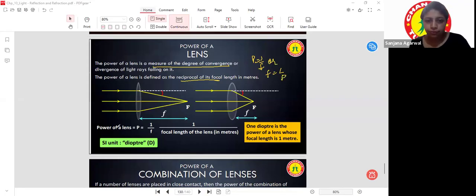Here the formula is written. P equals 1 by F, where the focal length should be in meter only. If the focal length is in meter, then the SI unit of power is diopter. Please, if in the question the focal length is in centimeter and all the calculation is going in centimeter and power is asked, convert the focal length into meter, and only then give the answer in diopter. Often it is asked, what do you mean by 1 diopter? You can write: 1 diopter means if the focal length of a lens is 1 meter, its power will be 1 diopter. Simple.